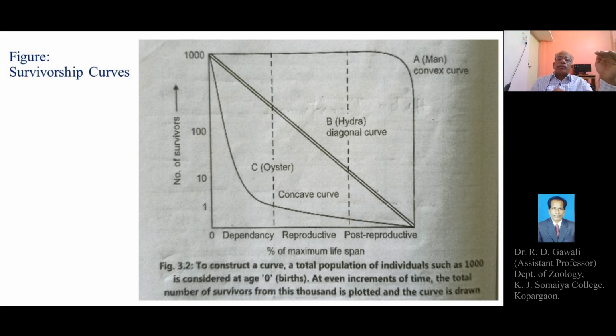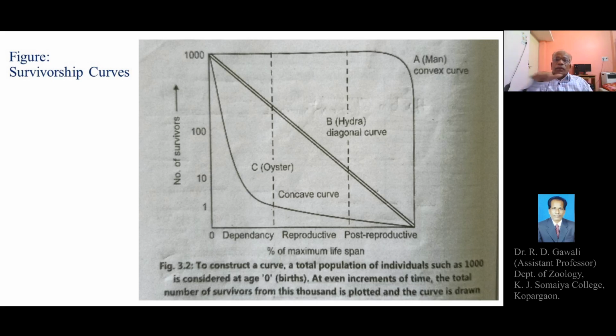So in the initial stage, that is the birth, there is a zero age, and this is just a population with 1000 individuals in the initial phase of life. In the initial stage of life of the individuals of the population, the number of the population is 1000.